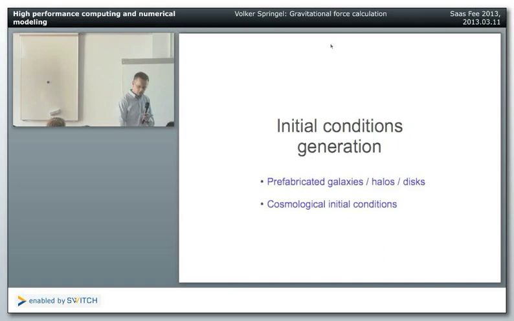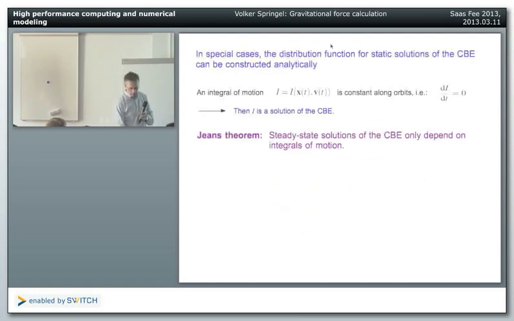These are the cosmological initial conditions, and that's somewhat simpler, but in general also complicated if you want to be really careful with it. For example, if you're looking for a dark matter halo describing a galaxy, you really would like to have a static solution of the collisionless Boltzmann equation. There's quite a bit of theory about this. For example, Jeans' theorem says that steady state solutions of the collisionless Boltzmann equation only depend on integrals of motion. These are very powerful theorems.